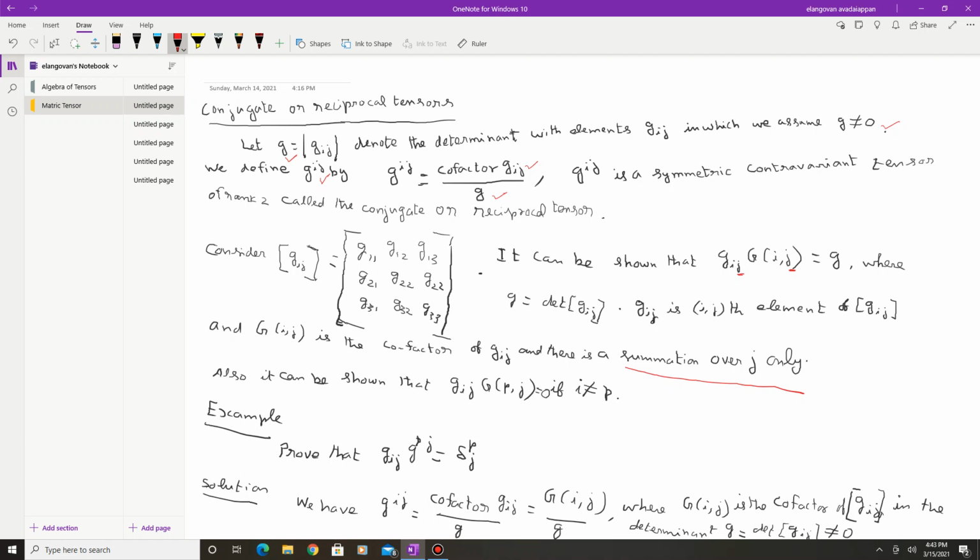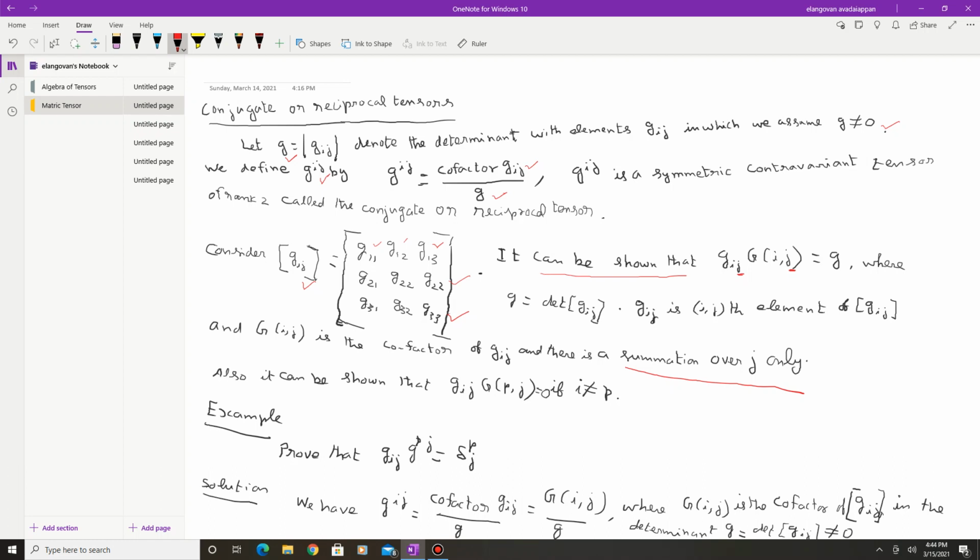Now let us write down the components of the covariant tensor gij in matrix form. This is g11, g12, g13, so they are arranged in a row. g21, g22, g23, the second row. g31, g32, g33. So all the components are arranged in the form of a matrix. Now, from matrix theory it is possible to obtain this result.